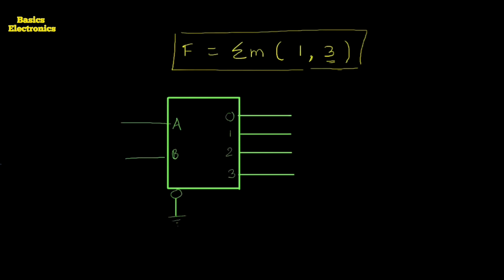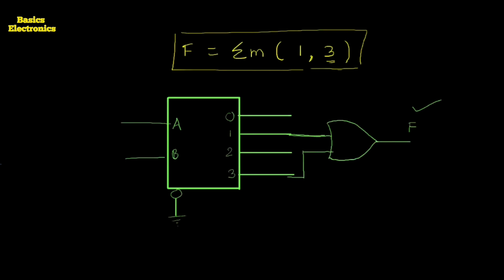Now here we draw this symbol, and then we apply the gate, which is the OR gate. Whatever the given lines are, we connect them to the OR gate, and the output of this OR gate is equal to F. The given lines are 1 and 3, so I connect line 1 and the third line to the OR gate. This is the implementation of the logical equation.